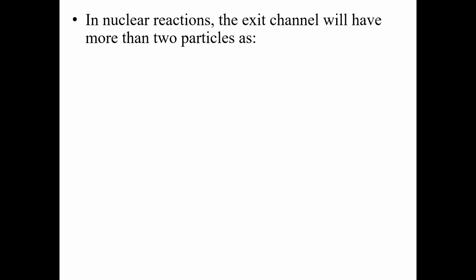So in nuclear reactions, the exit channels will have more than two particles, as you can see in this particular reaction. In the reaction, we have two particles: an incident particle represented by small a, and the target nucleus represented by capital A. As a result of that nuclear reaction, we have more than two particles. One is the heavier nucleus, and the others are the ejected particles.